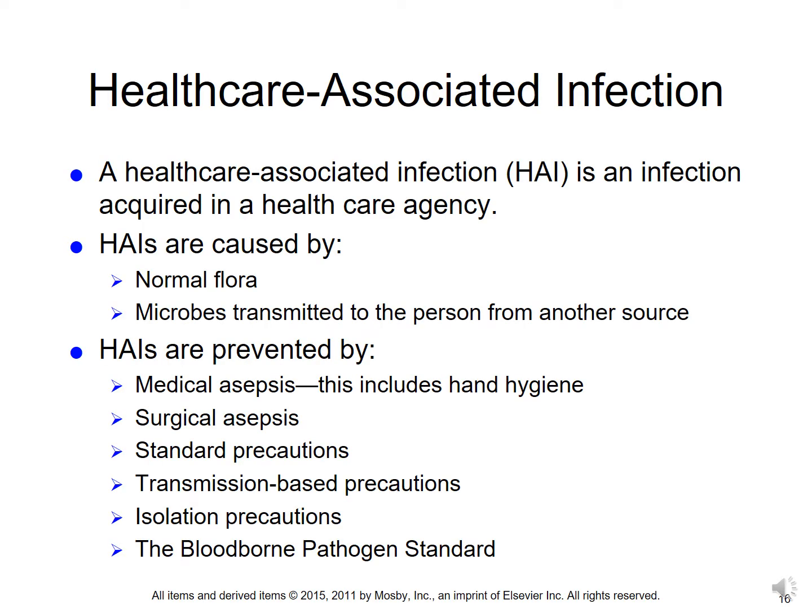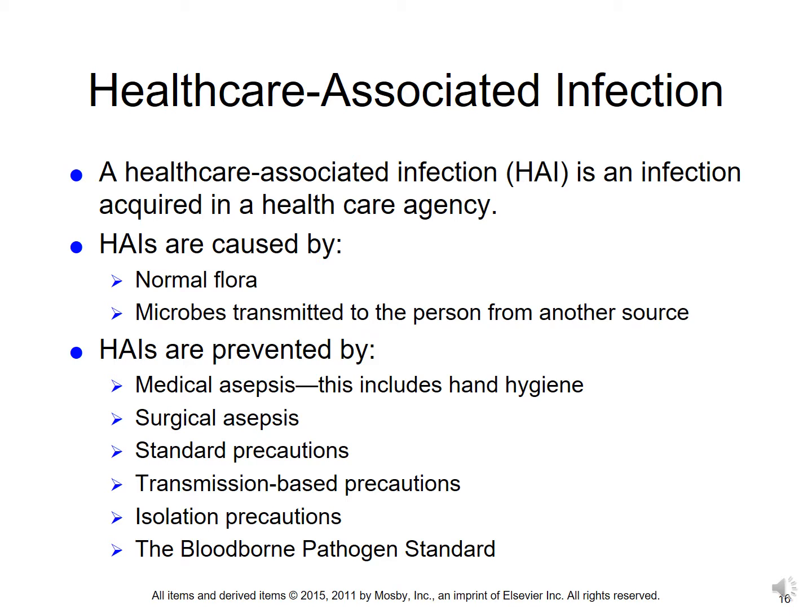Okay, next slide. We're talking about healthcare associated infections, and this can be abbreviated HAI. A healthcare associated infection used to be called a nosocomial, and you'll see that spelling in a couple of slides if you don't know how to spell that. But it used to be called nosocomial, now it's commonly called healthcare associated. And just like the name implies, this is an infection that actually comes about while the person is in a healthcare agency like a hospital or a nursing home. So there are a couple of common causes for healthcare associated infections.